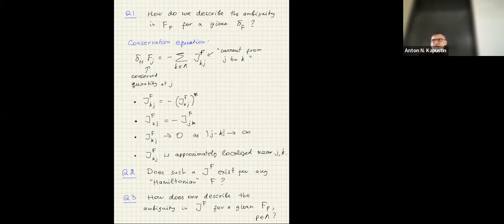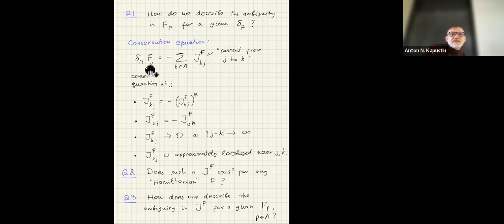Here is the first question: how do we parameterize the ambiguity in this? Essentially, this f of p is a density of the derivation, as we discussed. Maybe you think of f as a Hamiltonian, and f of p is the density of energy. In other words, there should be some ambiguity in it. In the continuum, the ambiguity is easy to describe. What's the analog of this ambiguity on the lattice? Well, first of all, what's the conservation equation?